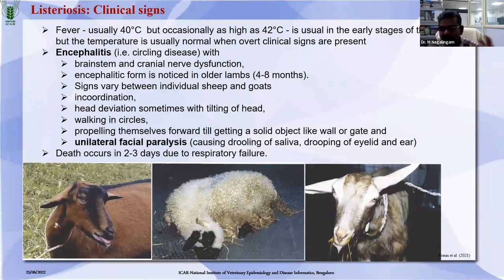Signs shown by one animal will not be comparable with another, although commonly some of the signs might be present. There are possibilities of differences in the signs between animals in the same flock. The main symptoms are incoordination, head deviation or tilting of the head towards one side, and they start walking in circles. They will press their head against some solid object, like a wall, or if we are examining, towards us, so it will press its head towards support.